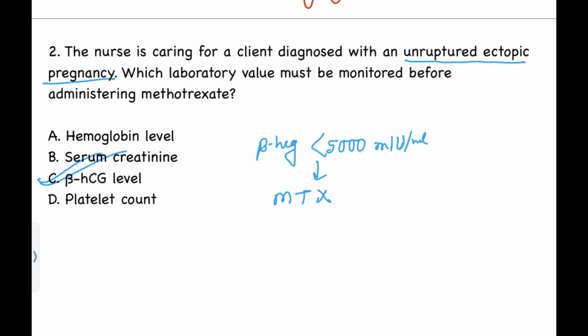Hemoglobin is not a deciding factor. Creatinine is also not the primary criterion, and platelet is also not a relevant factor.